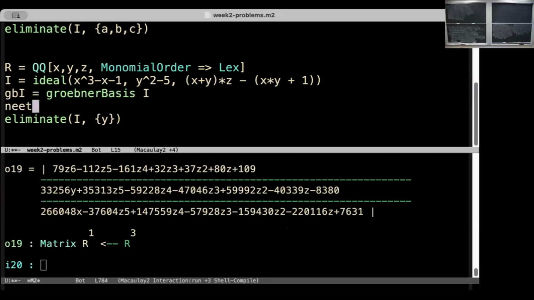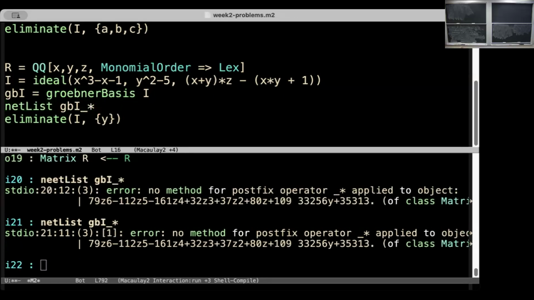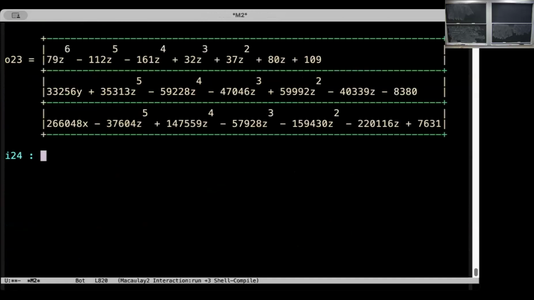And now I do net list of that kind. So what is this? Net list? Oh, yeah. Let's make an ideal of it. And let's see what this tells us. This actually tells us a lot. So this is the Groebner basis for X, Y, and Z, and this is that part B of the problem. So what does it tell us?